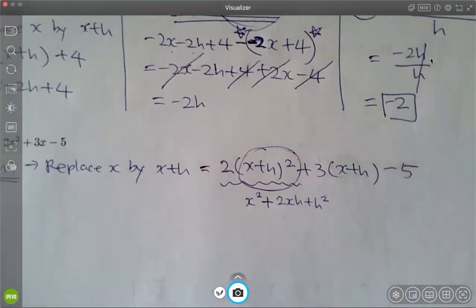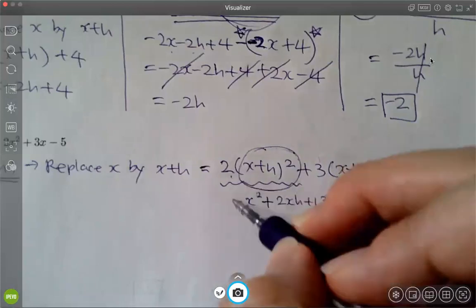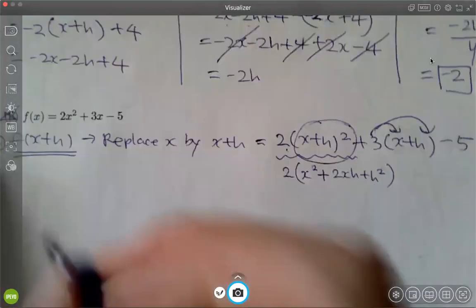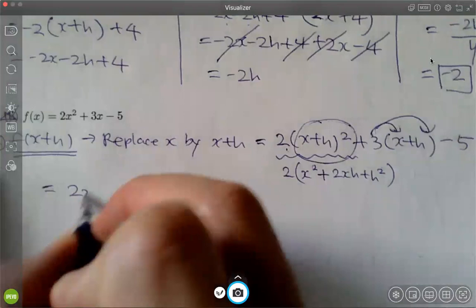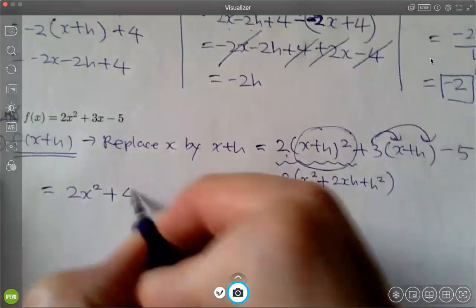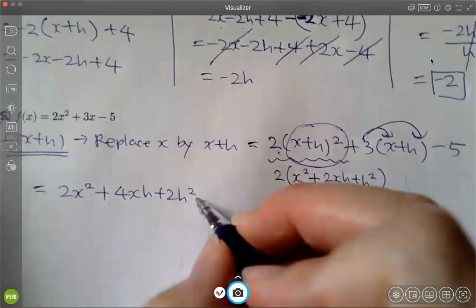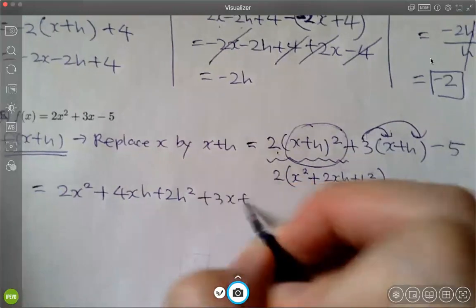Okay, and now, there is something in front, which is 2, right? And that means this, right? Okay, so what do you have to do? Distribute 2, and then distribute 3 for the second term, right? So what do you have? 2x squared plus 4xh plus 2h squared, and then plus 3x plus 3h minus 5, right?